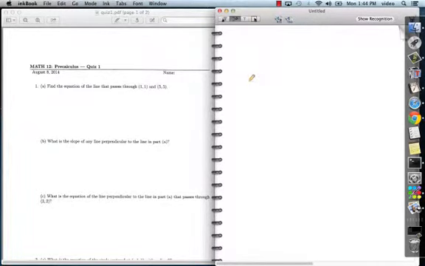This is quiz 1 for Math 12 Pre-Calculus, summer session 2. Okay, the first question asks us to find the equation of the line that passes through (1, 1) and (5, 5). No matter which form of the line I choose to put it in, whether slope-intercept form or point-slope form, I need to find the slope.